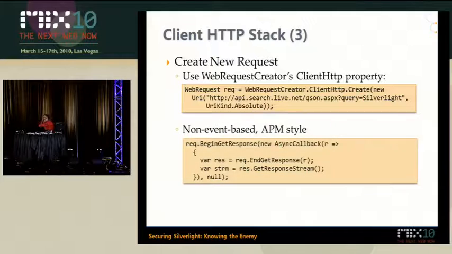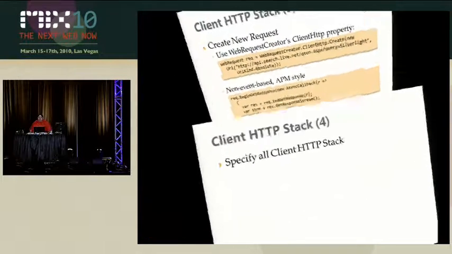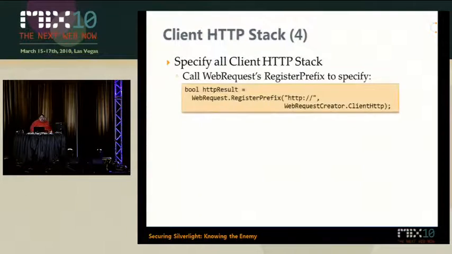You can mix and match these. More commonly, you're going to specify with something called register prefix. Register prefix says, I want you to take this prefix, and anytime a resolved URI starts with this prefix, use this specific type, either browser or client-based. That way your networking code doesn't have to change back and forth. You can actually change them on the fly here.